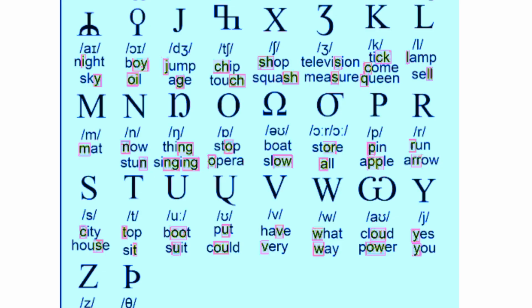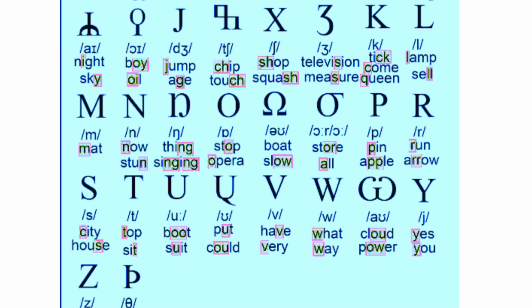Then F is F, like in "frog", "fish". Then G is "go". Then H is silent also sometimes, but it can also be "hat". Then we have I, but this I is the small I, like in Hindi, we have chota E. So it's "it", "sing", "blink", "kick", like that.